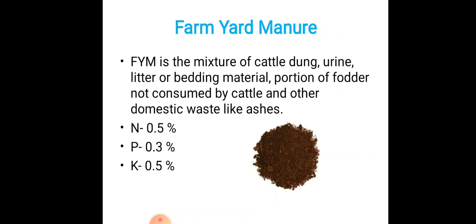Then first of all we see the FYM, that is farm yard manure. The definition of FYM is a mixture of cattle dung, urine, litter or bedding material. It also consists of the portion of fodder which is not consumed by the cattle, and other domestic waste like ashes. So these are the different ingredients in FYM. This is the composition of FYM, which consists of 0.5% nitrogen, 0.3% phosphorus and 0.5% potassium. So this is the nutrient status of the FYM.